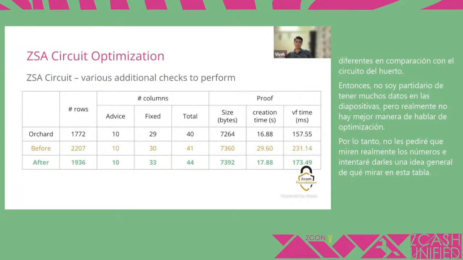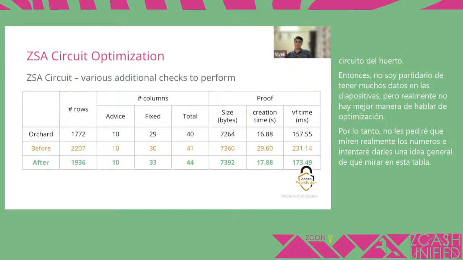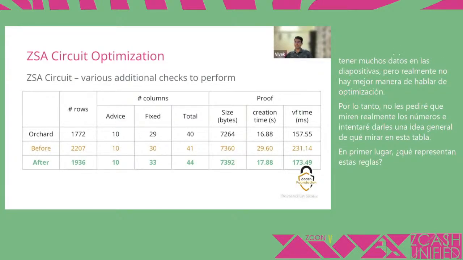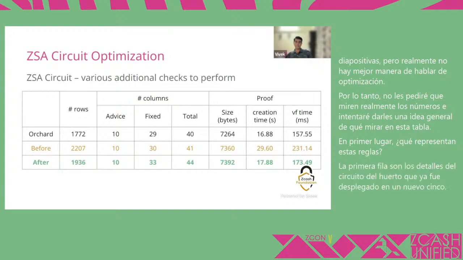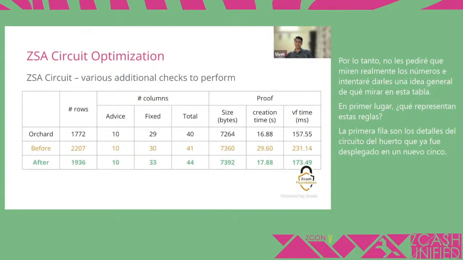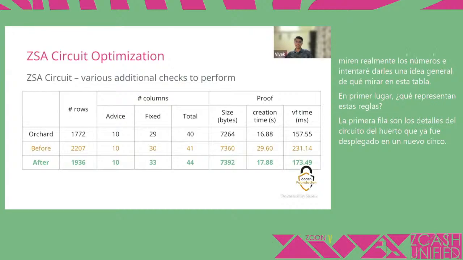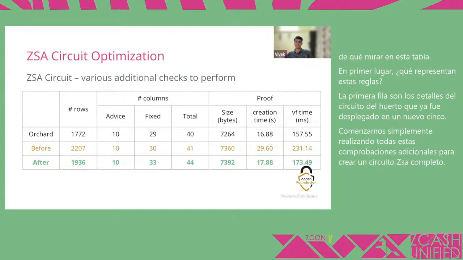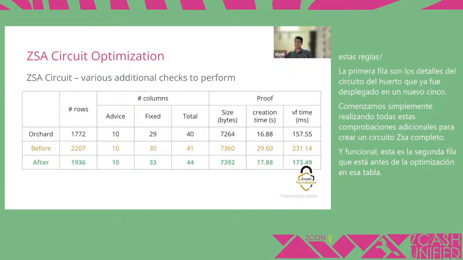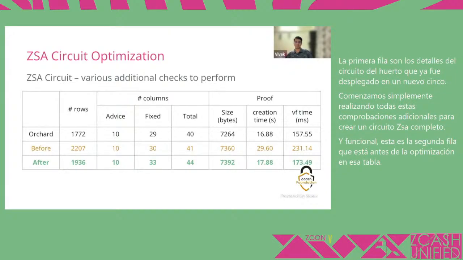First off, what do these rows represent? The first row is the details of the Orchard circuit that was already deployed in NU5. We began by just getting all these additional checks in to create a ZSA circuit that was complete and functional. This is the second row, which is before optimization in that table. The final row is the result of our optimization, so after optimizations.